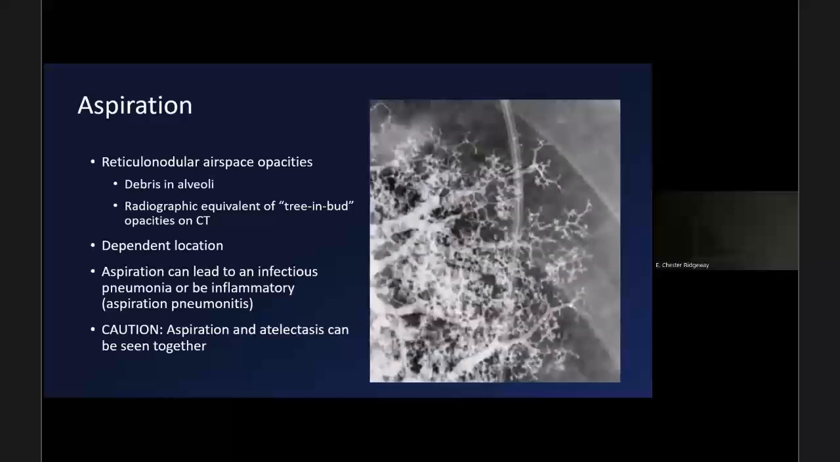I'm just going to give you a zoomed up image here. So again, hopefully you can see my cursor here, but we have the reticulo part of this word, the linear portion here. And then at the end of each of these, you can see these little nodules. So that's the nodular portion. This is the radiographic equivalent of what you will see us refer to as tree and bud nodules or opacities on CTs. So tree and bud is just the CT terminology for this reticulonodular appearance. But now when you see the findings on CT, you can get a better understanding as to why they look the way they look.